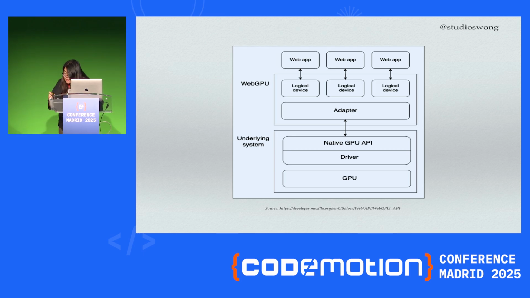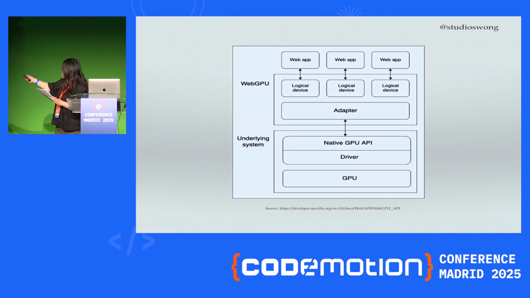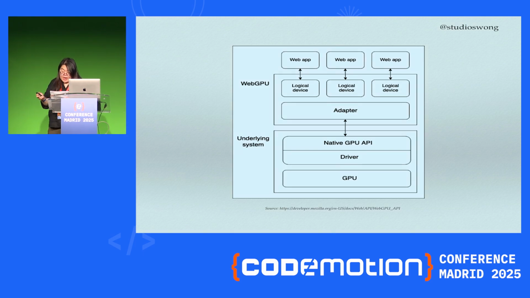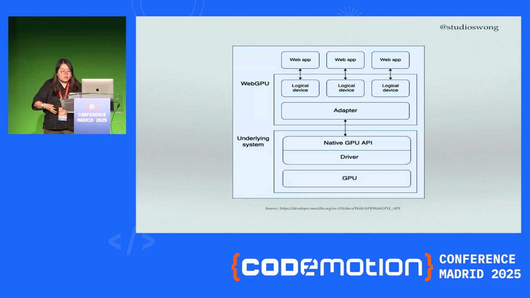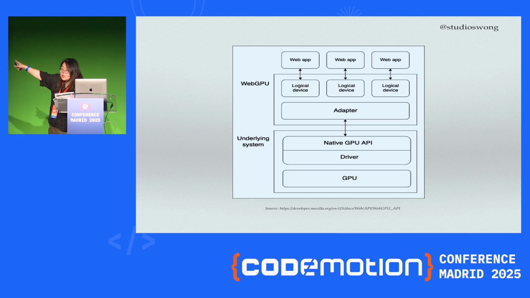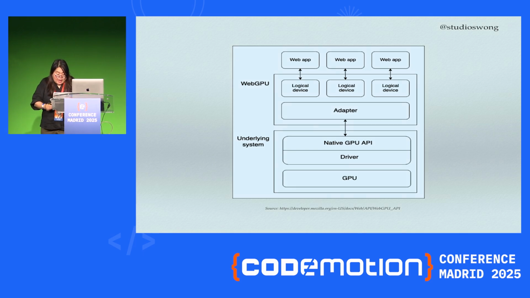So there are several core concepts. First, the native GPU API. That is the native API provided by your operating system. For example, on macOS, it's called Metal. It allows native applications, for example if you have Photoshop installed, to access your local GPU. They do it via the native GPU API.